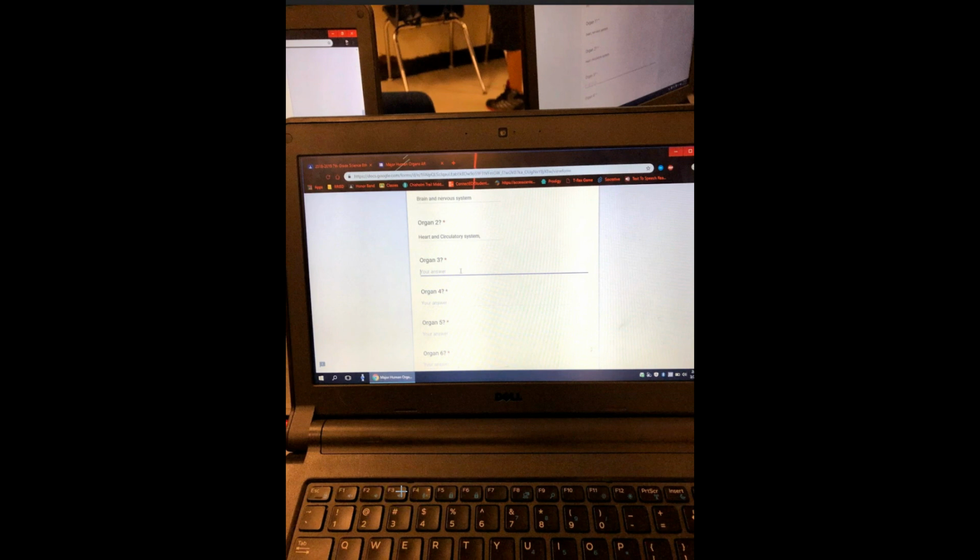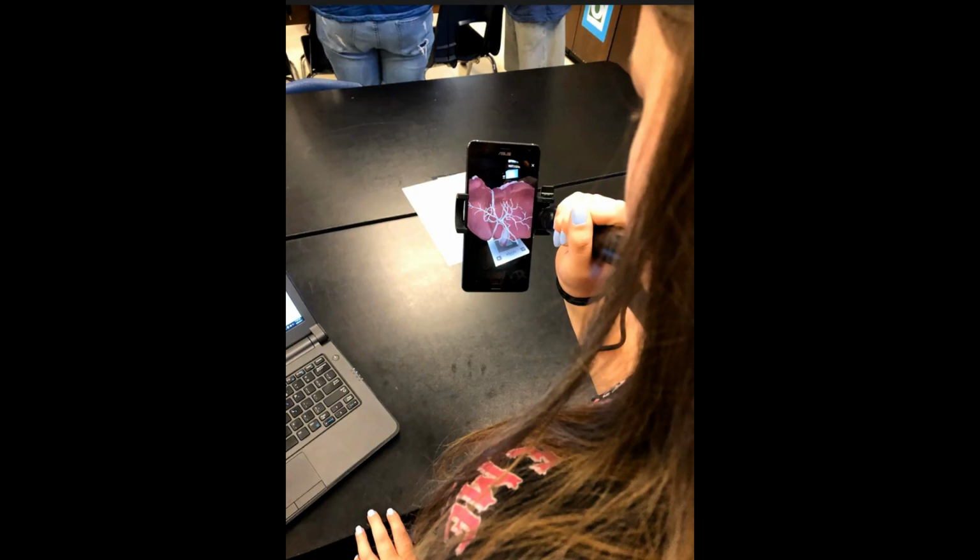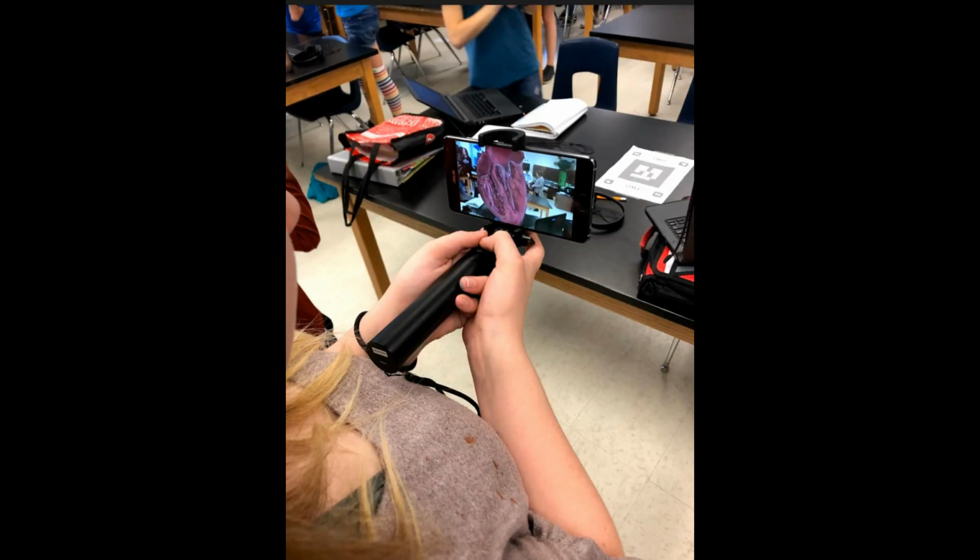Here you can see the Google form up during the expedition in the classroom. You can see one of the students viewing one of the major organs using the AR marker. And then there's another example of another student viewing an organ in class. So automatic engagement.